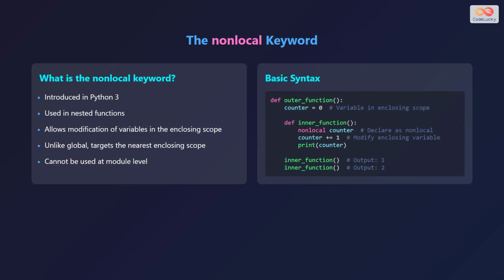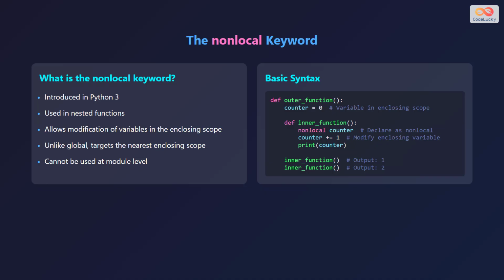Now let's explore the nonlocal keyword. The nonlocal keyword was introduced in Python 3 and is specifically used in nested functions. It allows you to modify variables in the enclosing scope, which is the scope of the outer function. Unlike global, nonlocal targets the nearest enclosing scope rather than the global scope. It's important to note that nonlocal cannot be used at the module level.